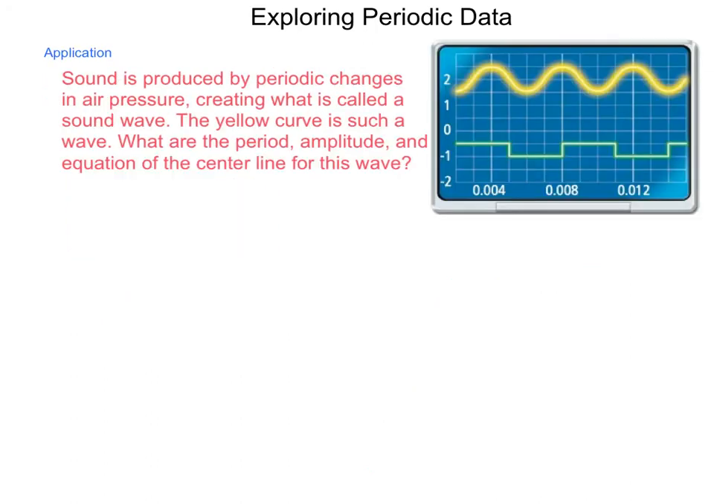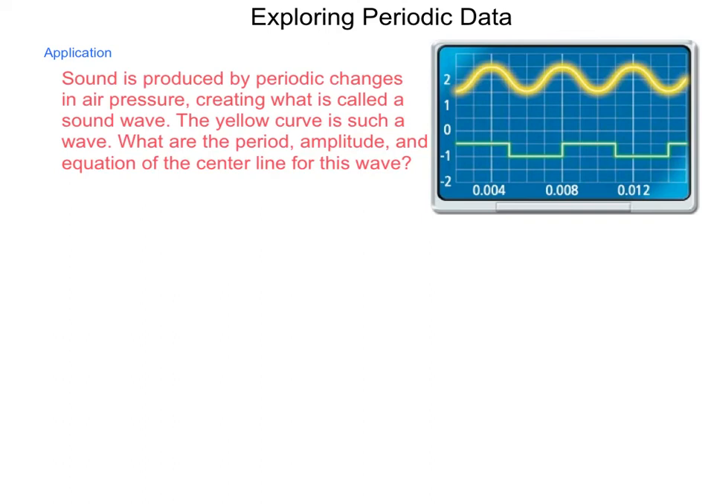Sound is produced by periodic changes in air pressure, creating what is called a sound wave. The yellow curve is a sound wave. The different lengths of the waves produce different pitches for our ears to pick up, and there's a limited range of waves that we can hear. There's a different range for waves that we can see.